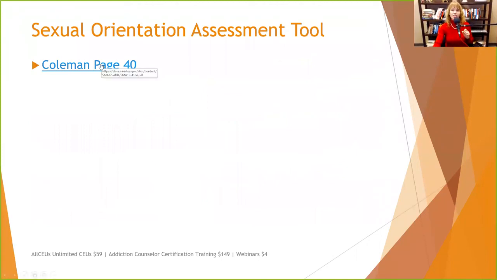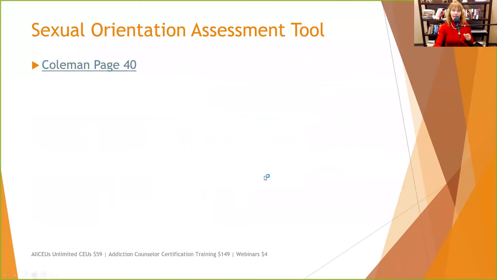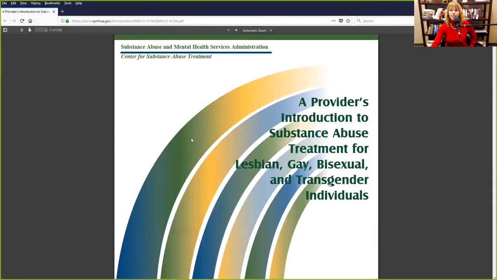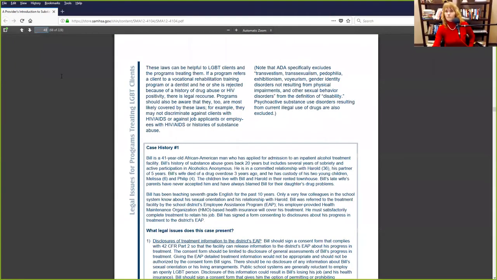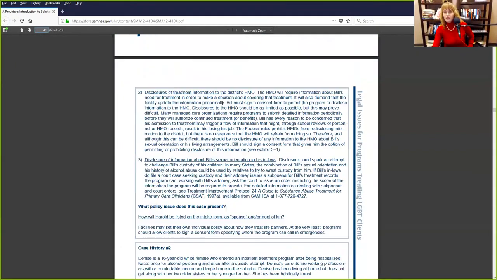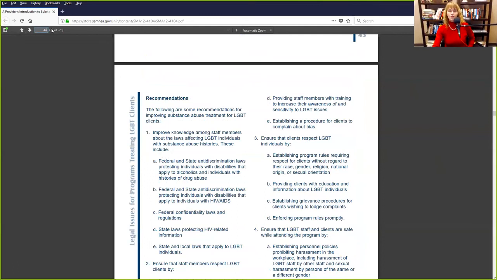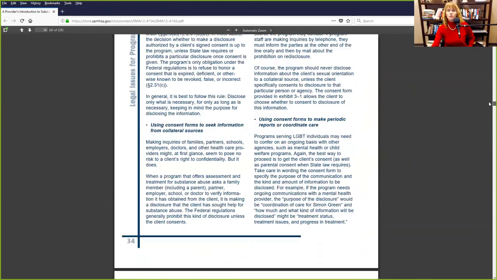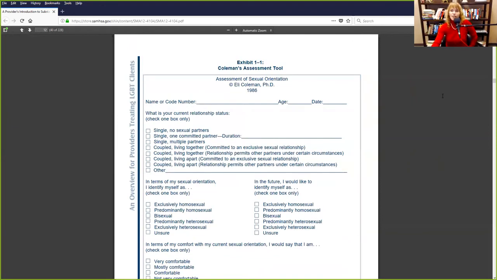Now, the sexual orientation assessment tool, I do have time to click on this really quick. Again, this is in the document, in the class online, but I found it to be a really nice assessment tool. You have to scroll down to page 40. What page are we on? Okay, I thought it was page 40. Oh, that's page 72. There we go. Coleman's assessment tool.